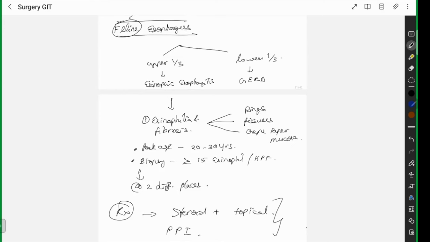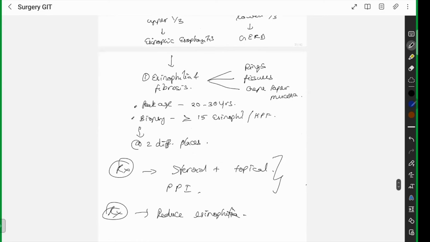The treatment of choice is going to be a steroid. So give a topical steroid, and your PPI, proton pump inhibitor, can be given. Other treatment is going to be to reduce the eosinophilia. So how do you reduce the eosinophilia? Is there any infection or parasitic infiltration? You're going to just see it.